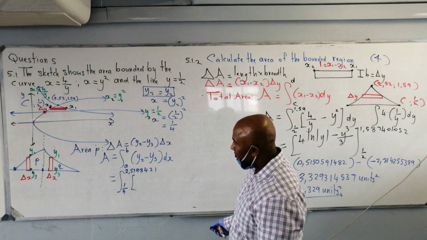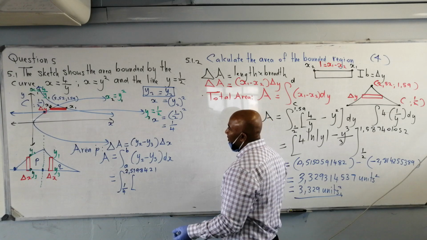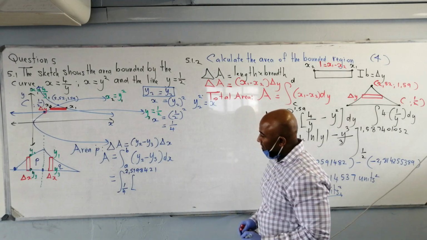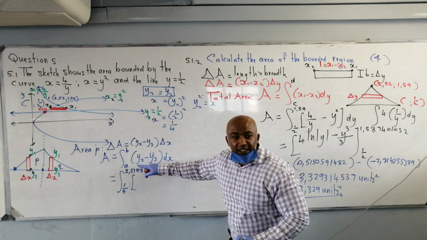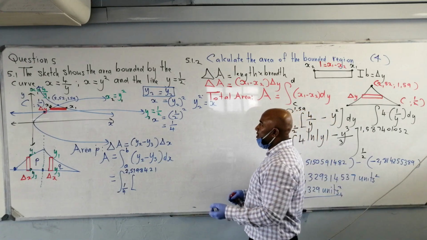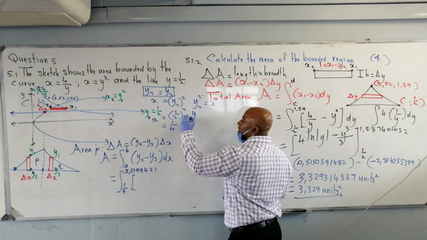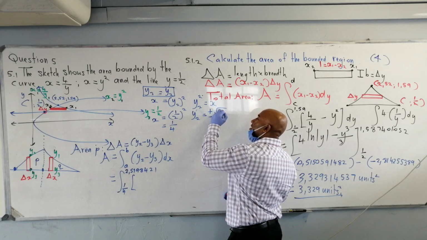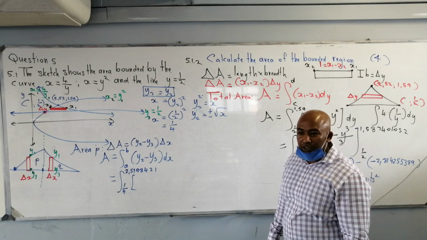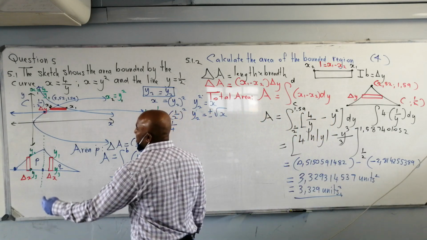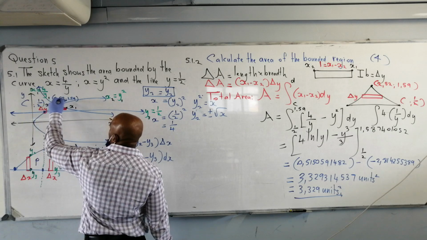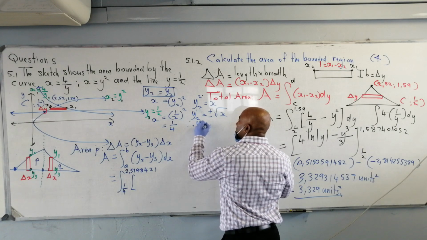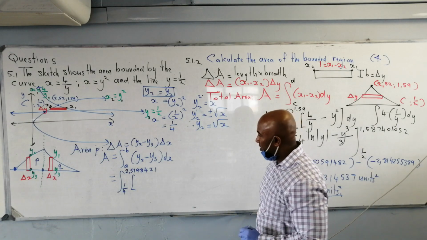What is y2? Now, remember that y2 squared is equal to x. So this is not y2 squared, it is just y2. So I must make y2 the subject of the formula. If I find the square root of both sides, it's going to be plus or minus the square root of x. You're clear with that? However, we are dealing with only the positive because it's above the x-axis. So therefore, y2 is equal to just square root x.